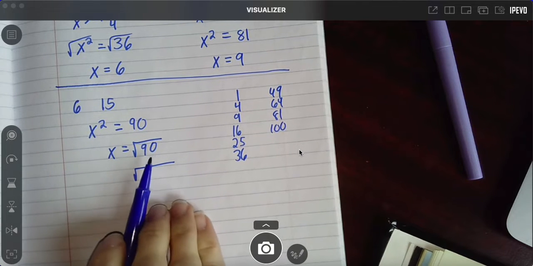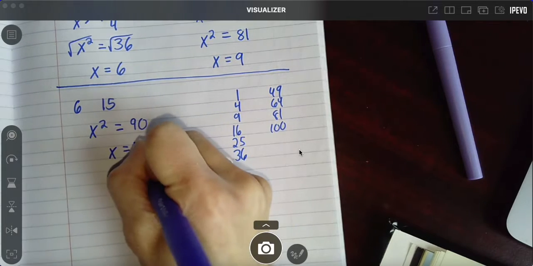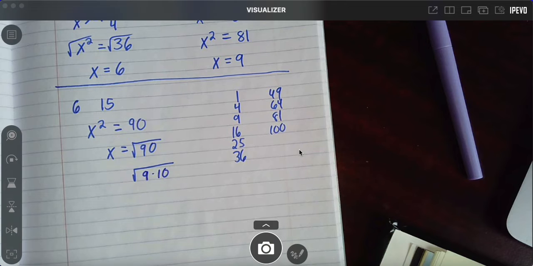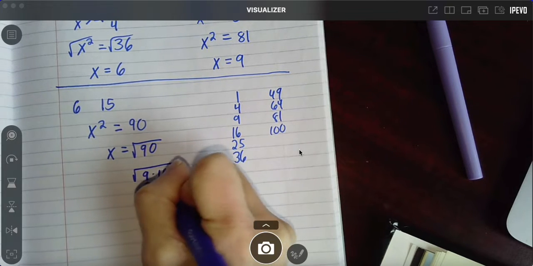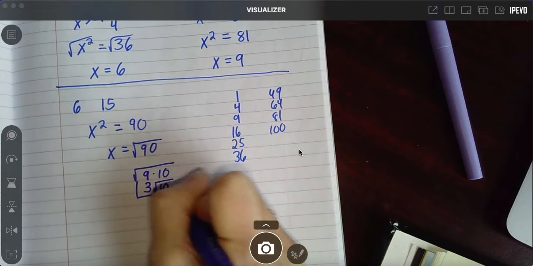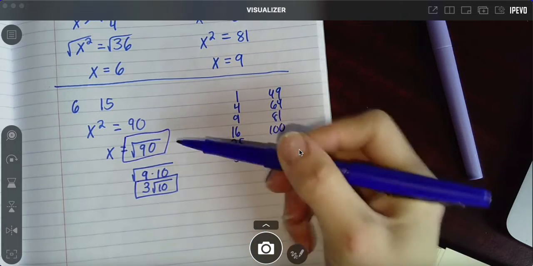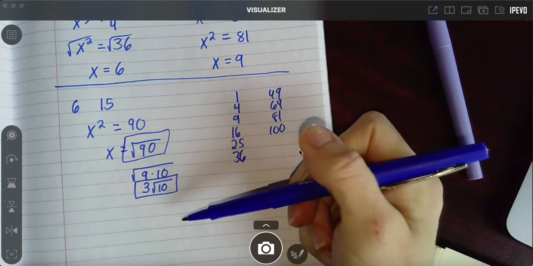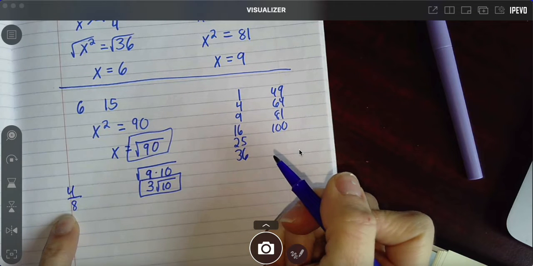But does everybody know that 9 times 10 is 90? Do we understand that? Okay, so I'm just going to write that in here. It's the same thing, right? 90 and 9 times 10. Now, do y'all know the square root of 9? It's 3. And there's my square root of 10. If you're on the ACT, this would be your answer. This would not. It's simplifying it. Like if I said 4 out of 8, would the ACT have that as an answer?